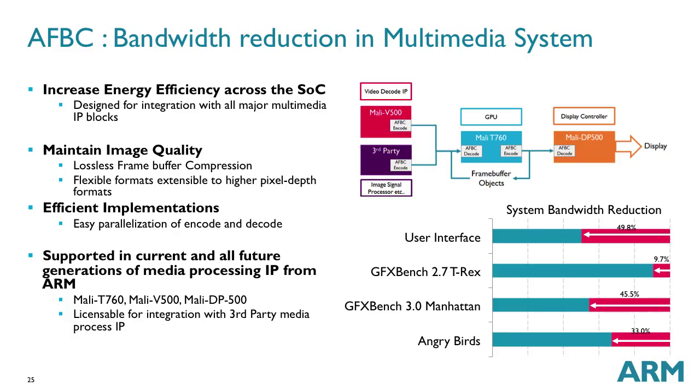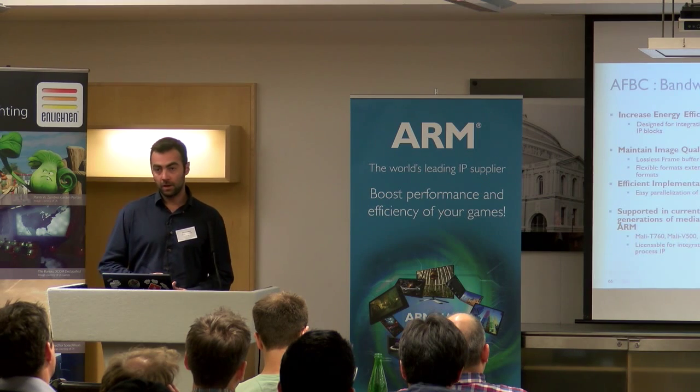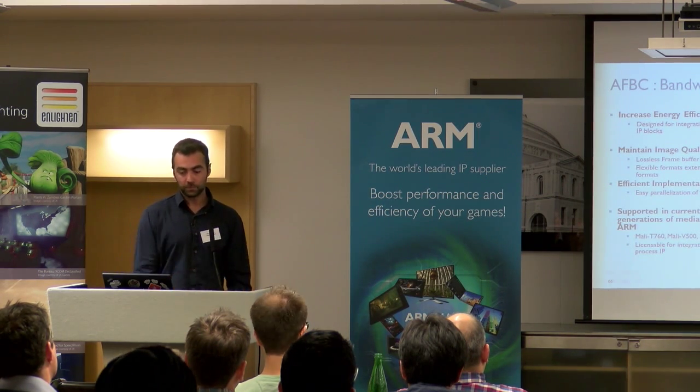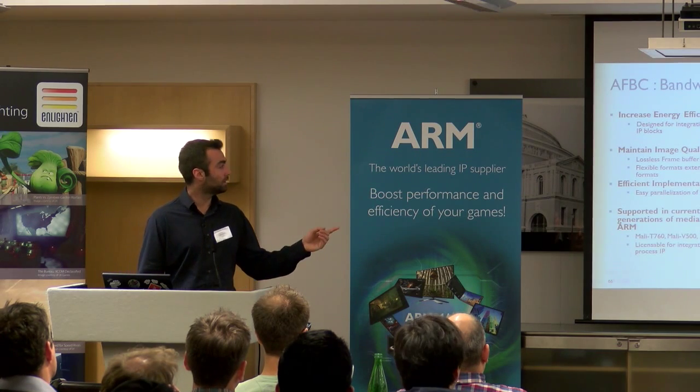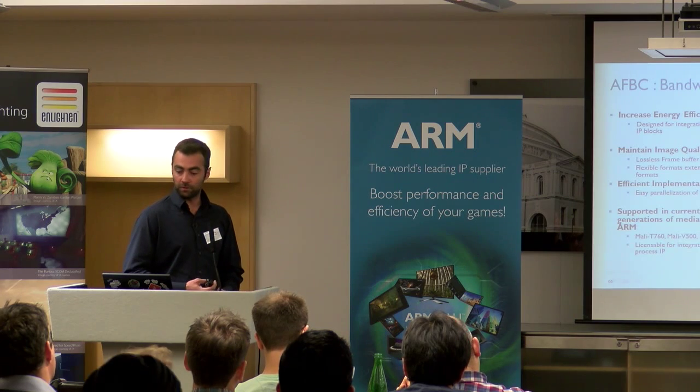So AFBC is a frame buffer compression algorithm. It's a lossless algorithm, so you don't have to make any compromises in terms of quality in order to get reduced bandwidth. And the nice thing about it is that it can be used in your whole SoC. So it's not just a GPU feature.